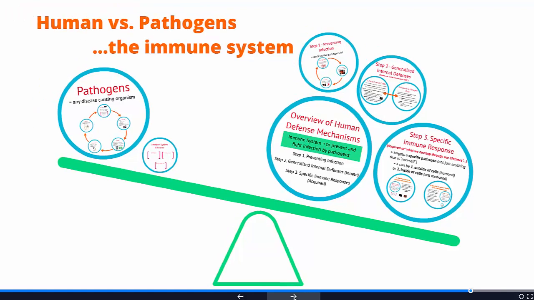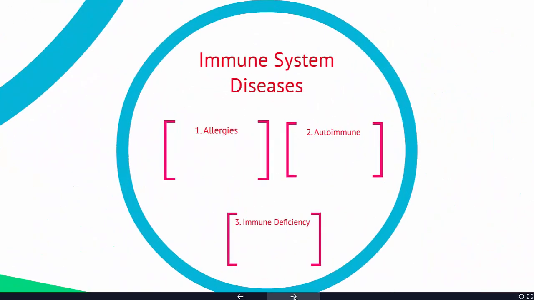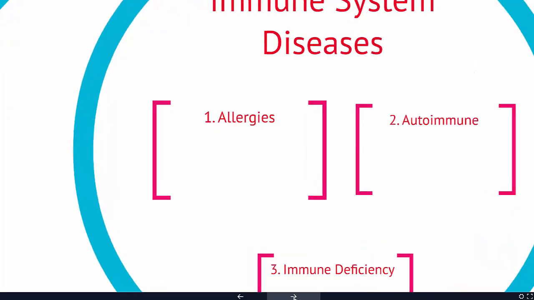So the last thing I want to talk about in this war, humans versus pathogens, is some of the diseases associated with the immune system. Largely this is when something is happening in the immune system and it's not able to fight the way we would like it to. So there's three sort of main groups of immune system diseases: allergies, autoimmune diseases, and immune deficiency diseases.